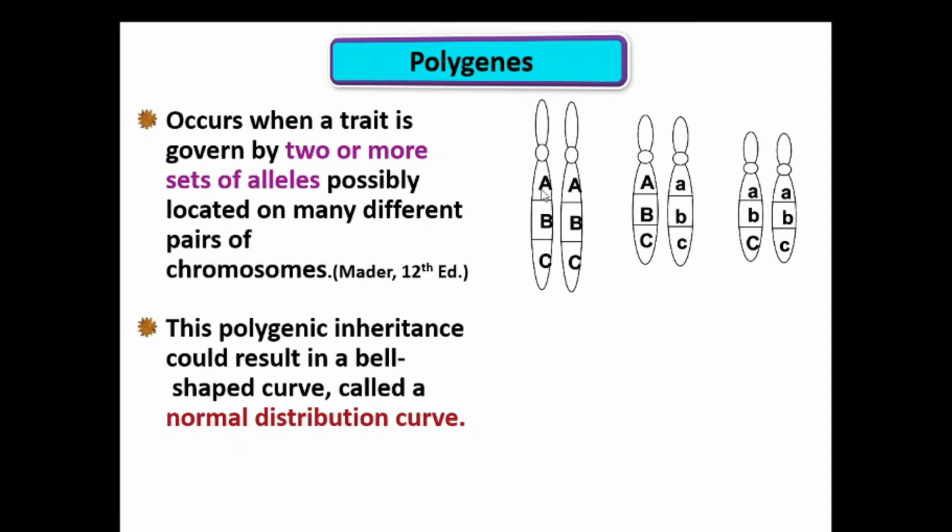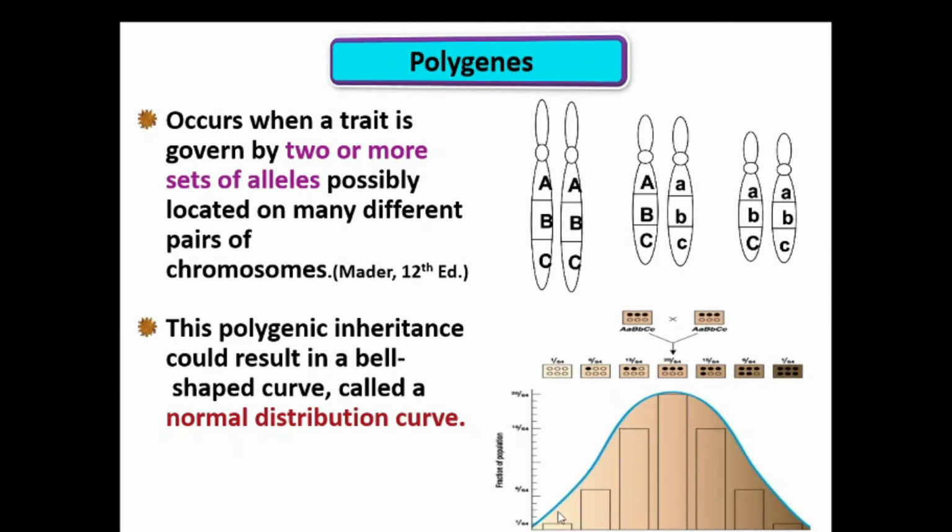All right, so you can see here we have three different letters representing the three different alleles, A, B, and C. But all of these A, B, and C are controlling one particular character. For example, just now, you can use the height, or you can also use the skin color, to discuss the polygenes here. This polygenic inheritance could result in a bell-shaped curve, also known as the normal distribution curve. You can see here, this is an example of the skin color, which gives off the result of the normal distribution curve, a bell-shaped curve.